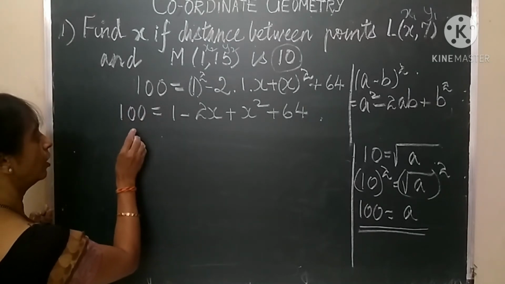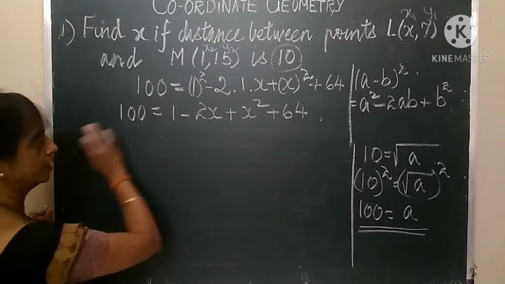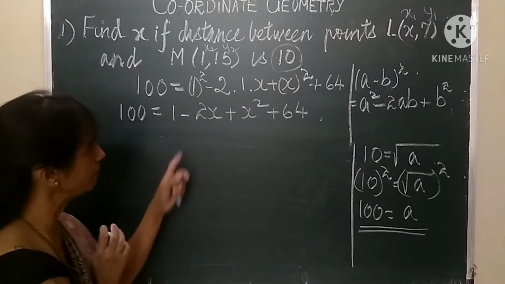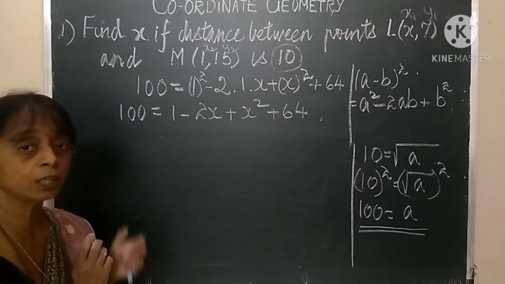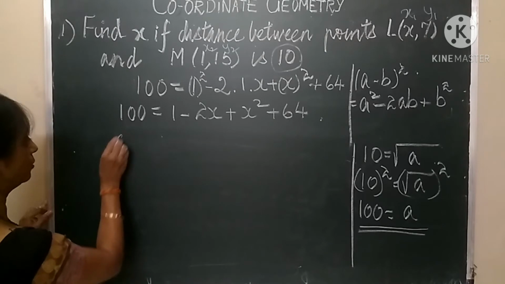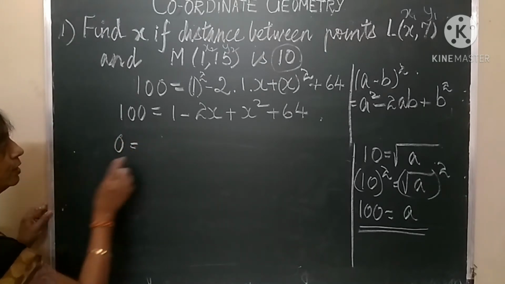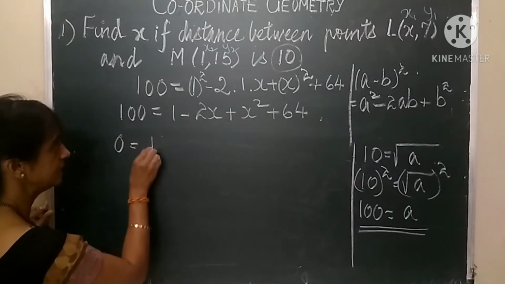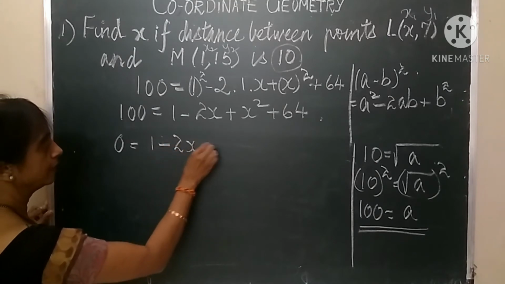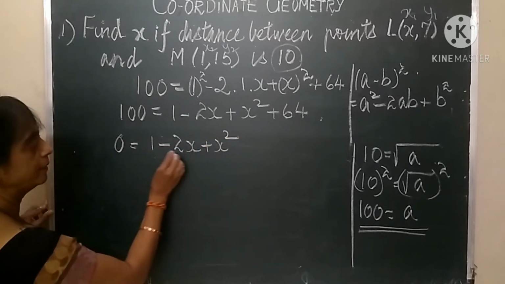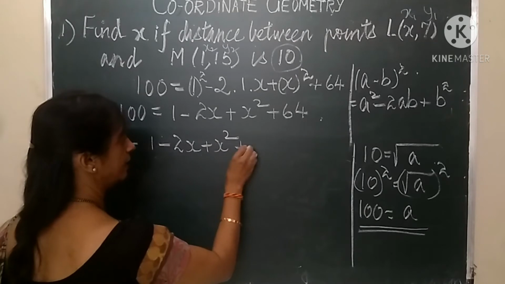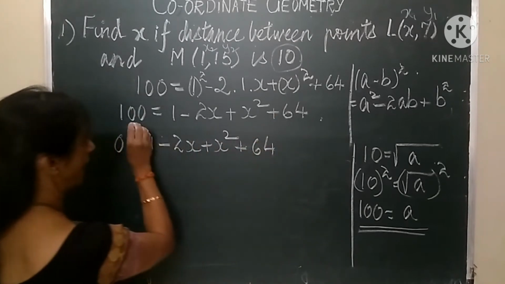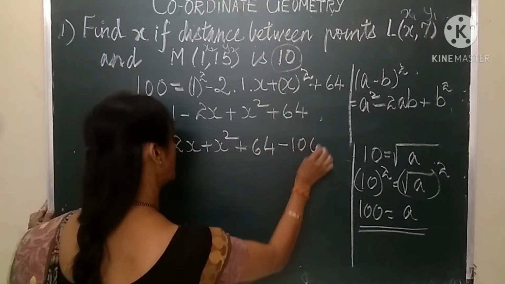Let's take 100 on the other side. Plus 100, when you transfer it to the other side, gives you minus 100. But over here, then what are you left with? Only 0. So 0 is equal to, I'll write these terms as they are, minus 2x plus 1 minus 2x plus x square plus 64 and minus 100.